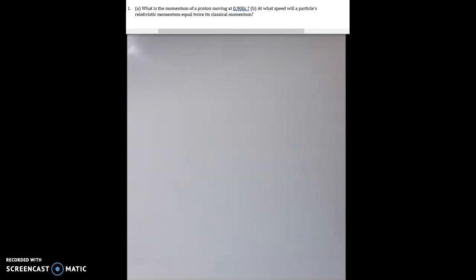Hey folks, we're going to walk through a relativistic momentum problem here. This is number one from assignment number 7, and it is asking, what is the momentum of a proton moving at 0.9 c?